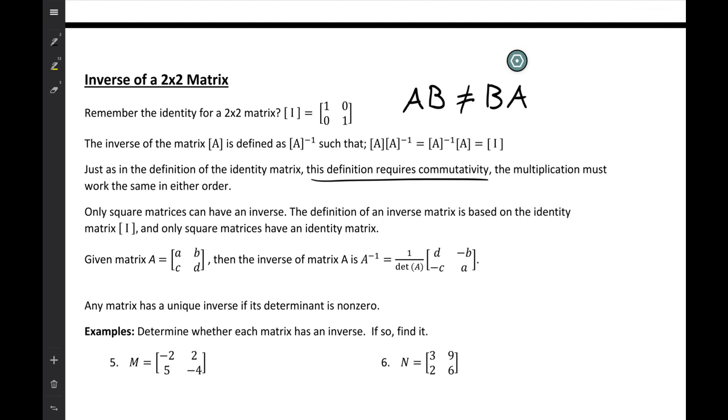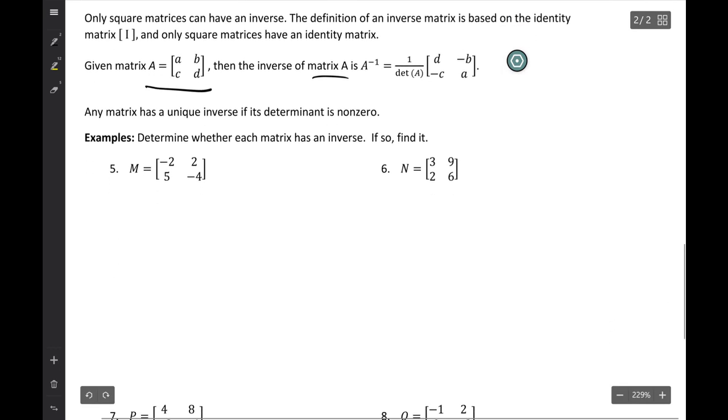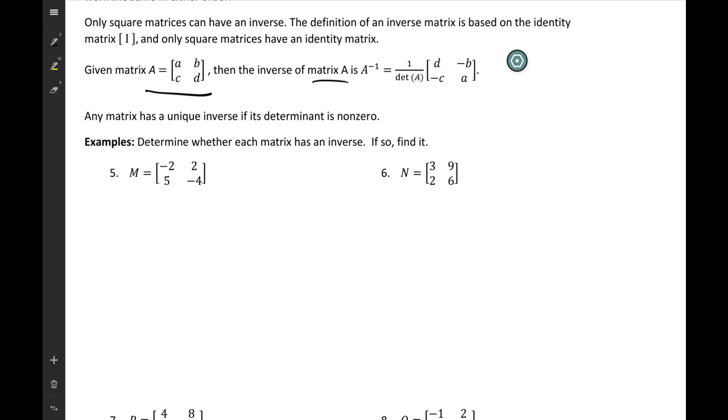So only square matrices can have an inverse because all identity matrices are square matrices. So that makes sense. Given a matrix here, the inverse of the matrix A is A inverse, and it's 1 over the determinant of A times D, negative B, negative C, A. So this gets a little bit interesting. Okay, not that bad. It's just a formula to remember. You guys can do it. I believe in you. So let's go through and do that.